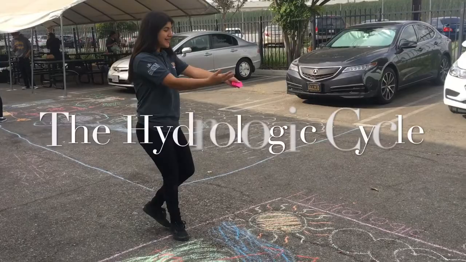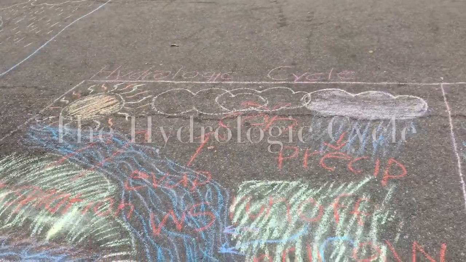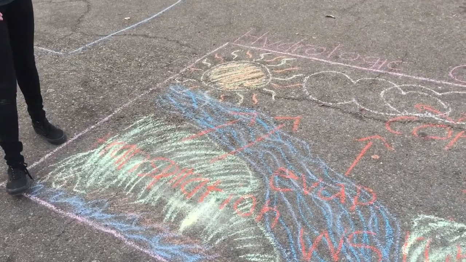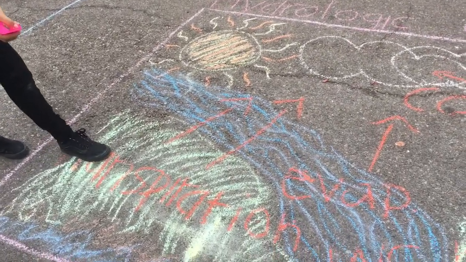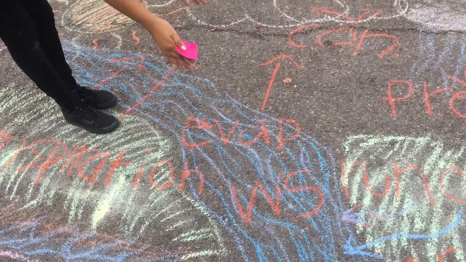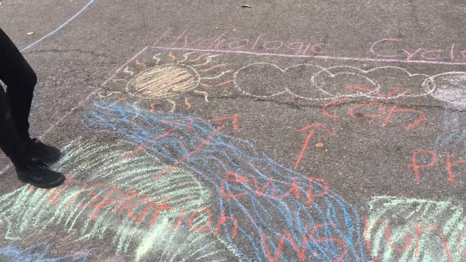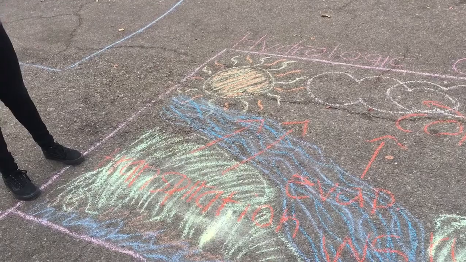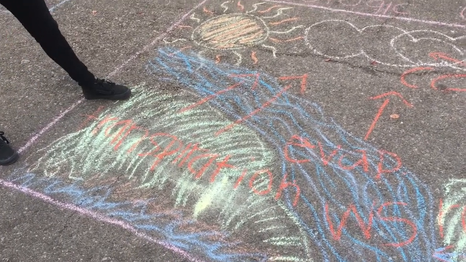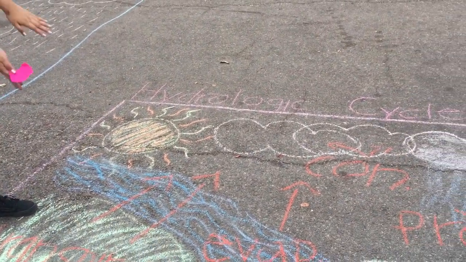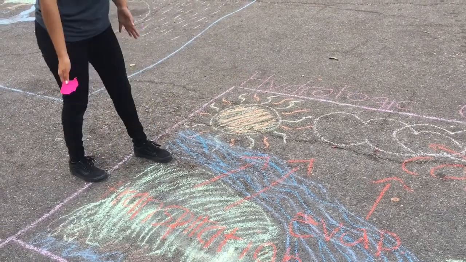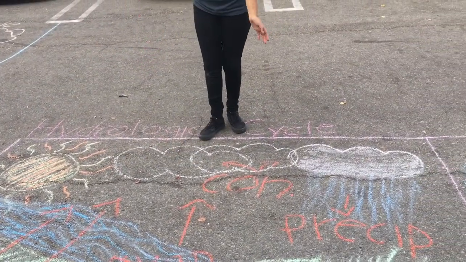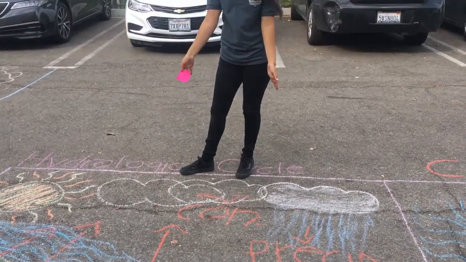So this is the hydrologic cycle. Now, first what happens is that the heat from the sun causes water to evaporate, like here in evaporation, and water goes to the clouds. And also transpiration happens when water from the plants goes up to the atmosphere. And then what happens here is condensation, which happens in the clouds.